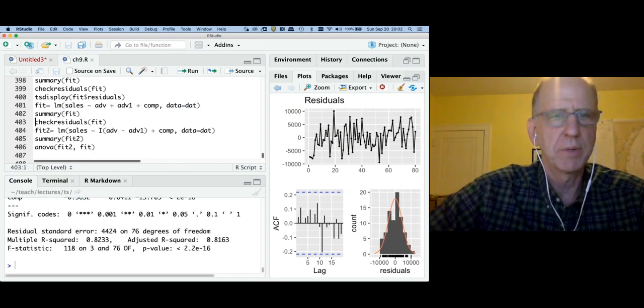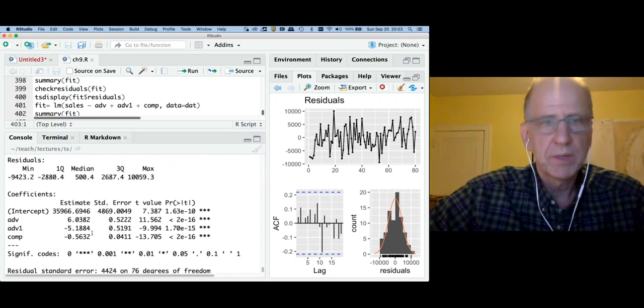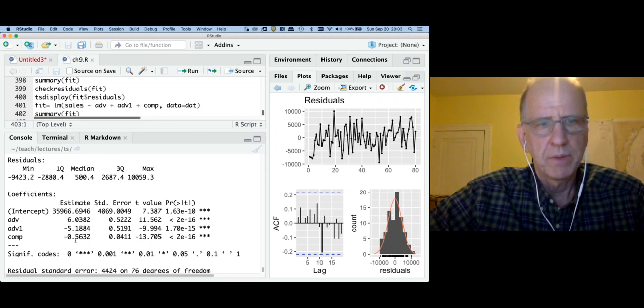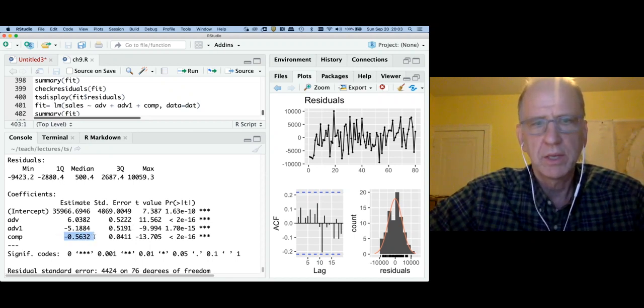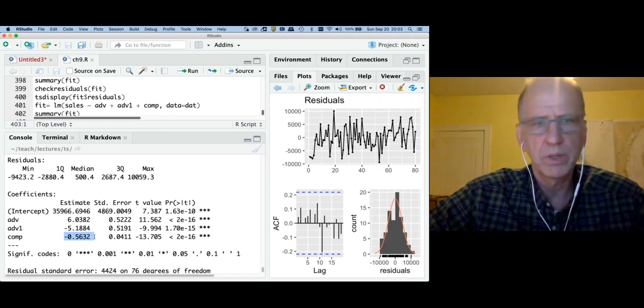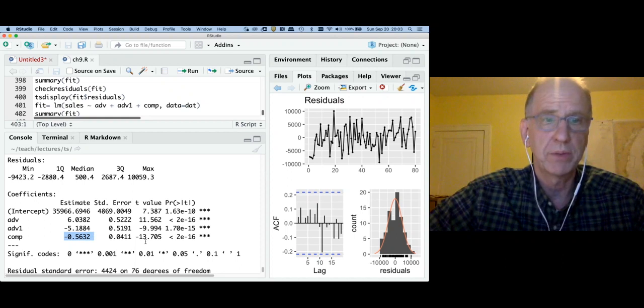So let's go look at the summary. Now, what we see with this summary is something very interesting. Let's start with the obvious one. The competitor sales has a very strong negative effect on our sales. So the more the competitor sells this month, the less we sell this month. So again, there's direct competition.